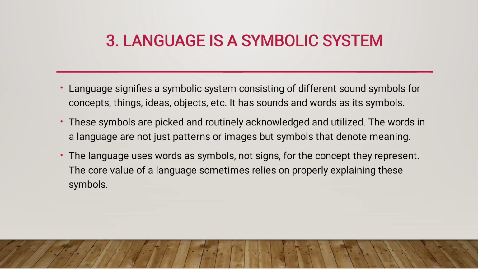Then the third feature of language is that it is a symbolic system. Language signifies a symbolic system. It consists of different sound symbols for concepts, things, ideas, objects, etc. It has sounds and words as its symbols. These symbols are picked and routinely acknowledged and utilized. The words in the language are not just patterns or images but symbols that denote meaning. Language uses words as symbols, not signs, for the concepts they represent. The core value of language sometimes relies on properly explaining these symbols alone.